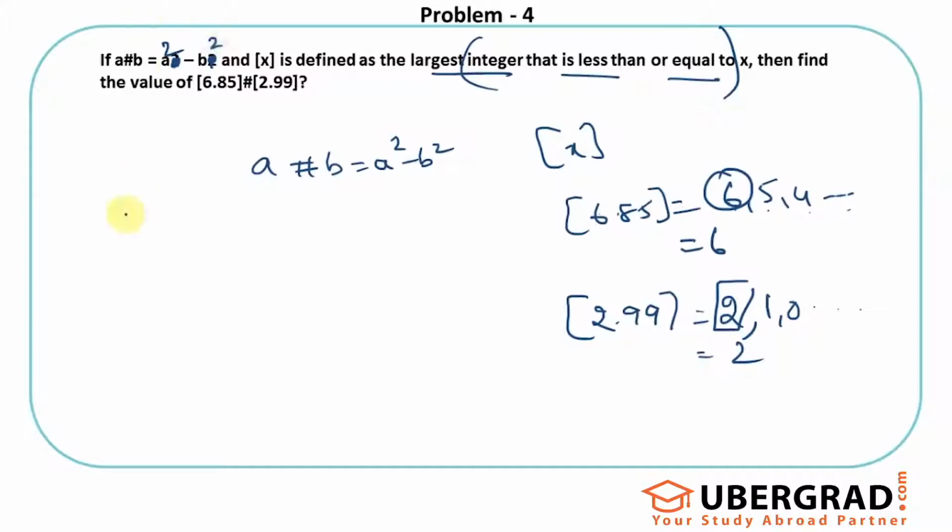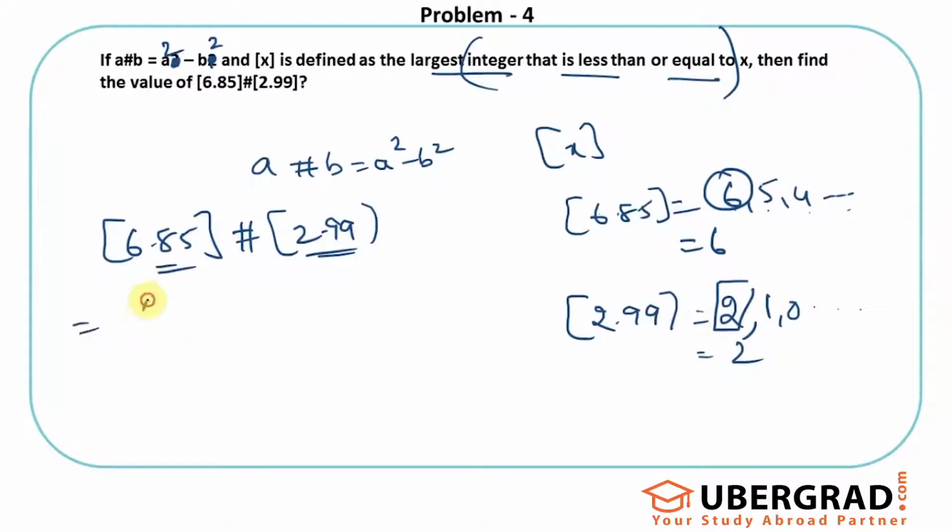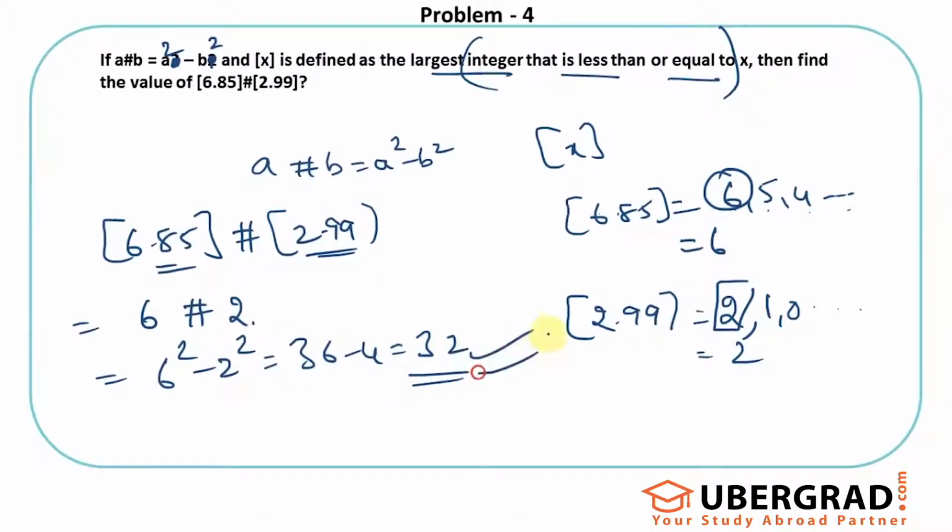So it's asking me to find out the value of the greatest integer of 6.85 hash the greatest integer of 2.99. So first let me find out these values. They will turn out to be 6 hash 2. And a hash b is a square minus b square. So 6 hash 2 is 6 square minus 2 square. So 36 minus 4 is 32, which is the answer for this. Right, that's how you should solve them. Read the function definition clearly, and then according to that you can solve these questions. These are nothing different. This will be easy once you read the definitions of those functions properly.